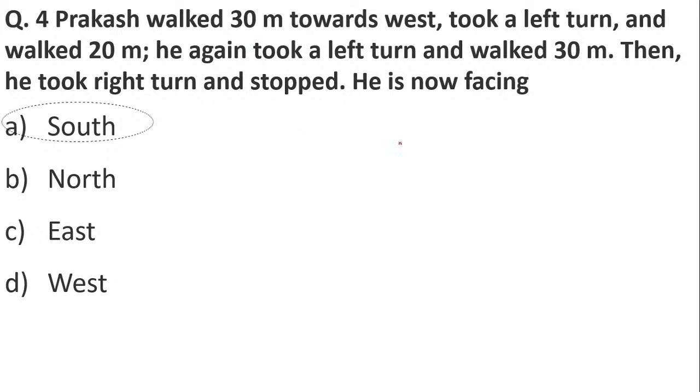Prakash walked 30 meters towards west. So if he is standing over here, west is going to be this side. He walked 30 meters towards the west, then took a left turn and then walked 20 meters. And now he's facing this side and then takes a left turn and walked 30 meters. So 30 meters is going to be this side, and then he took a right turn.